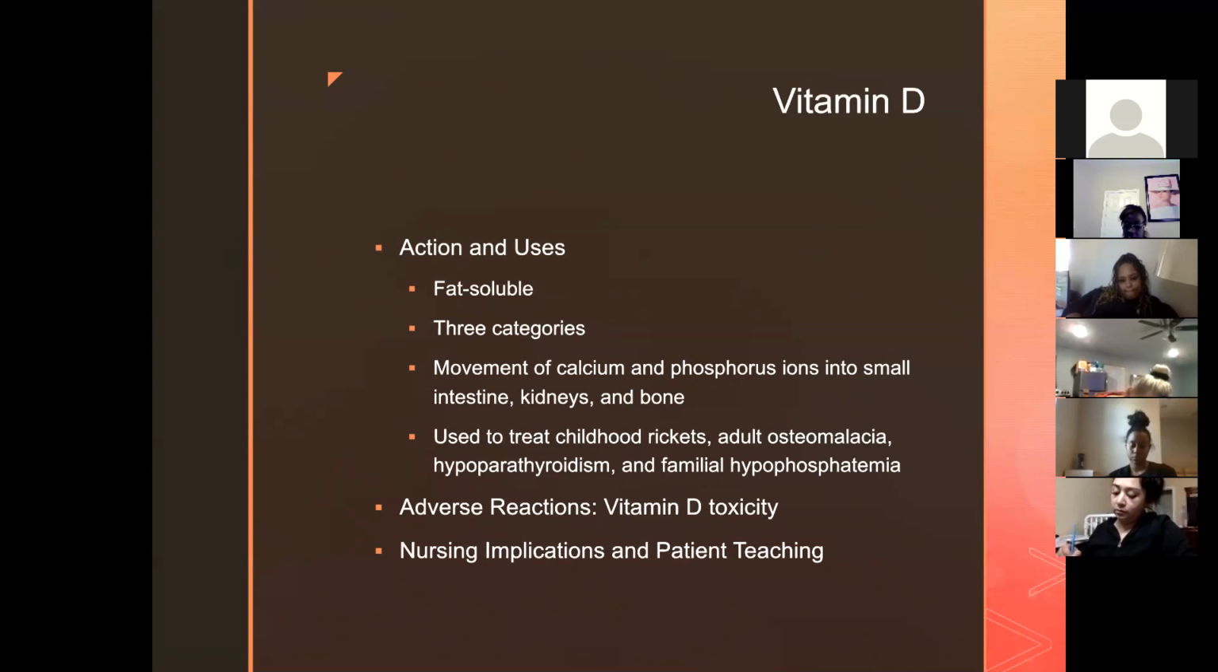Remember, if you have a diet that's high in calcium and things like that, you are more prone to getting calcium stones, or kidney stones. Right? So be very careful if your patient is taking those thiazide diuretics. Okay.